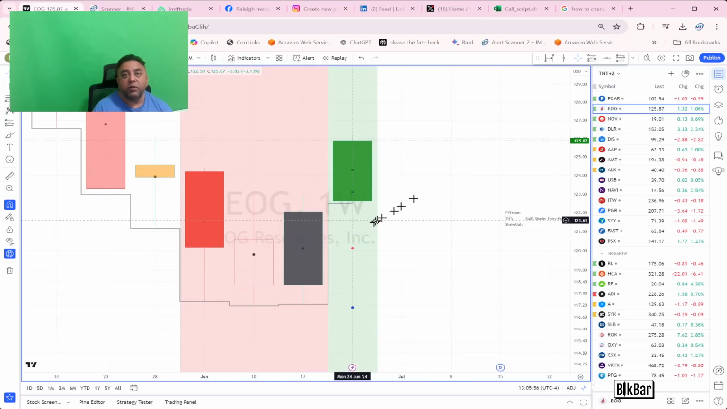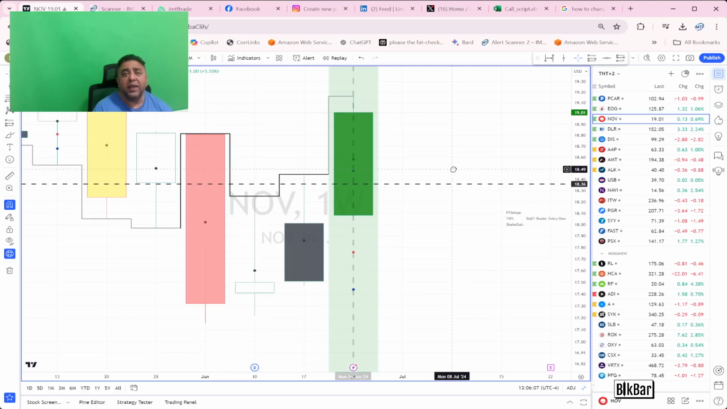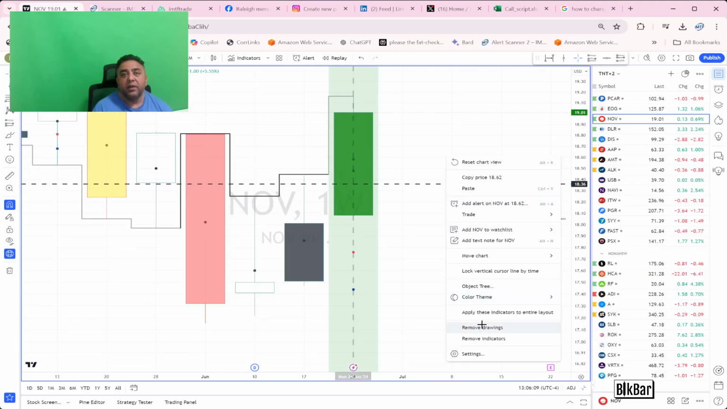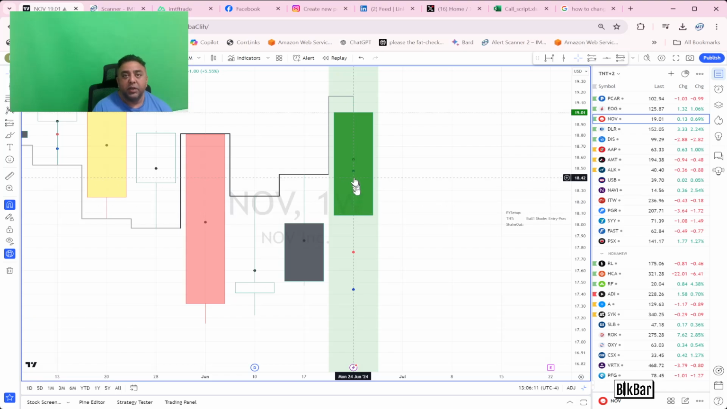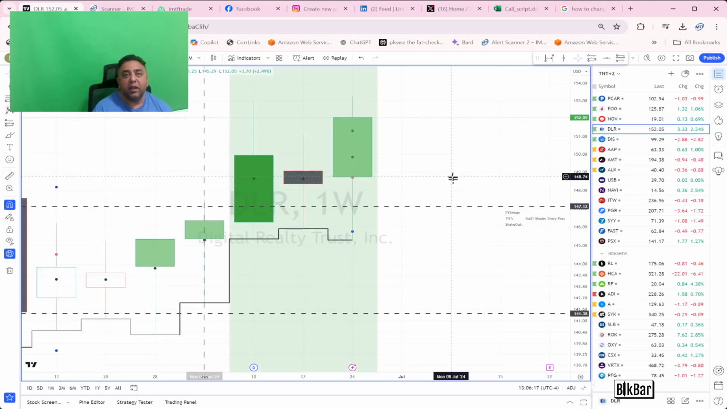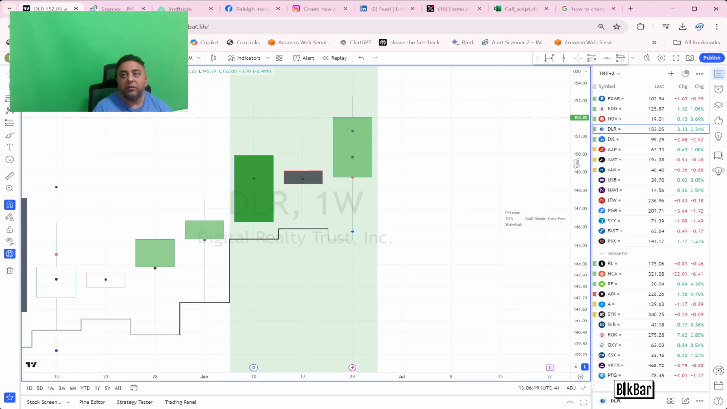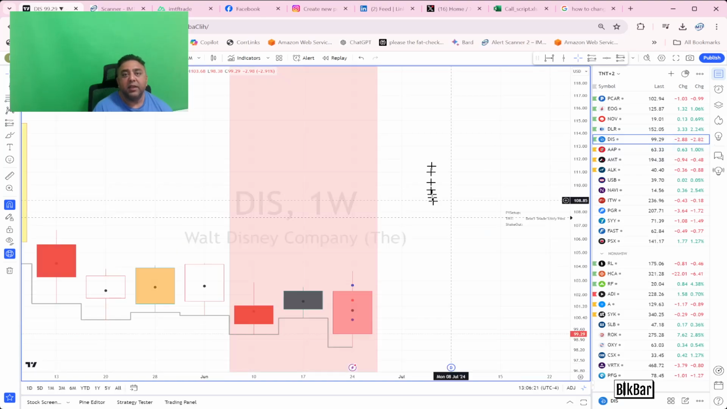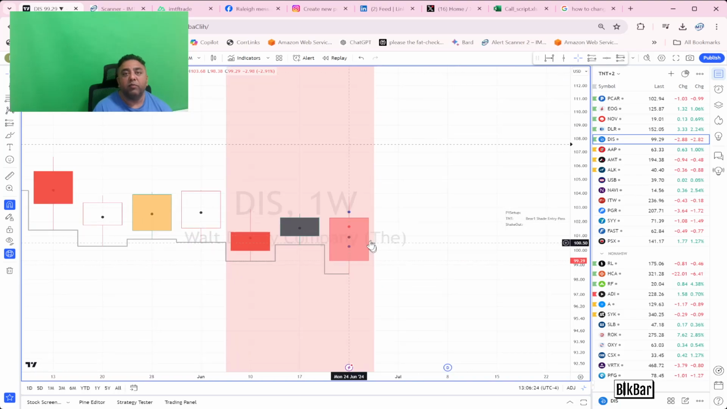EOG, this is a bullish trade. This gapped up, then it went to our entry here. Our conditional stop is right there. It closed out positive at the end of the week. NOV, same scenario. This did a little gap, not much, then it went up to the entry and it was profitable at the end of the week. DLR is profitable. Disney, this is one here. This was profitable too. Entry's right there, so it's profitable.